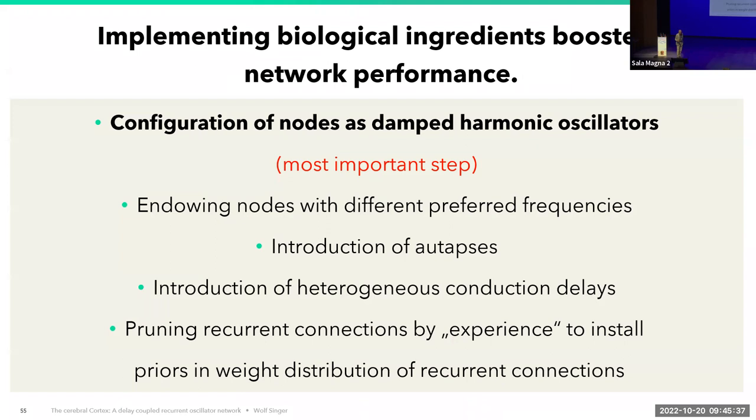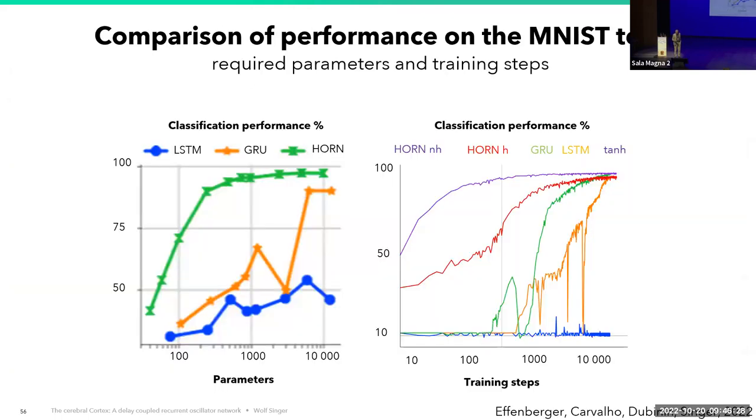And the great surprise was that implementing these biological ingredients massively boosted the network performance. The most important step was to configure the nodes as damped harmonic oscillators. But also endowing the nodes with different preferred frequencies, which is known to be the case in natural systems, helped. Introducing self-connections, which are also known to exist in neuronal networks in the cortex, also made it better. Introducing heterogeneous conduction delays also made it better. And pruning the recurrent connections by prior experience with the statistical regularities of the world in which the network would have to perform later also helped. So those are some examples, but the real ones you will see tomorrow in the talk by Felix.